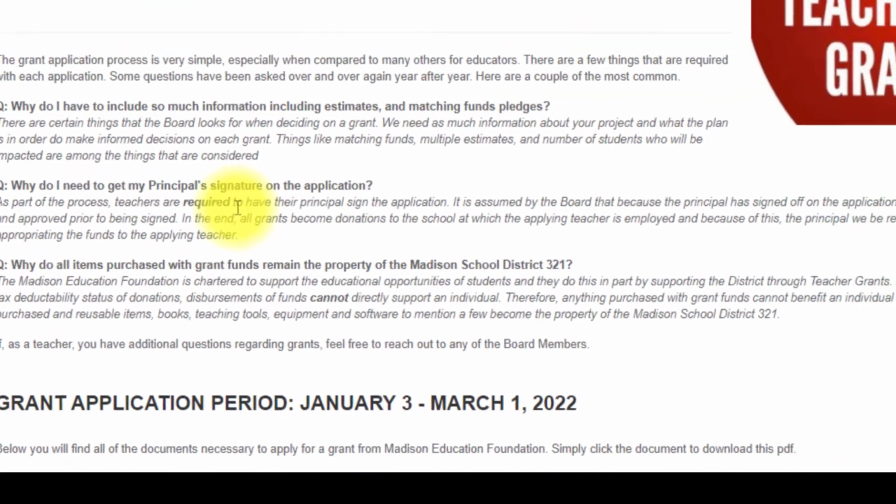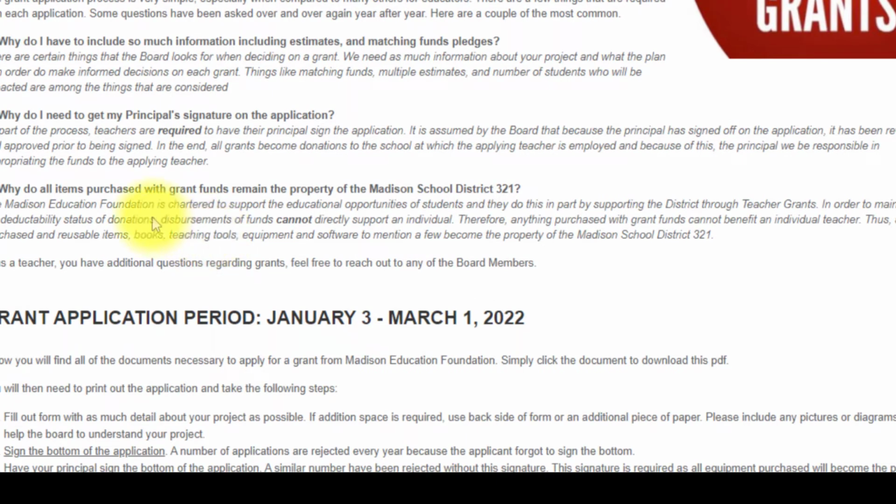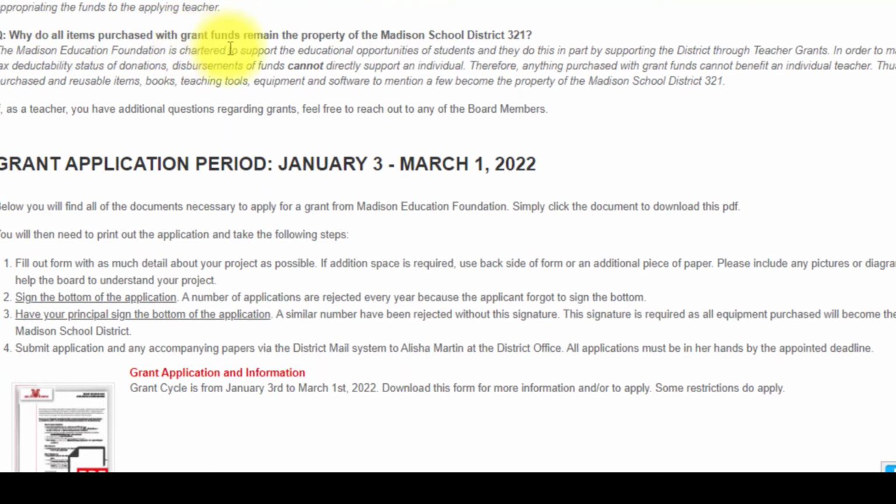Why do I need to get my principal's signature on the application? Well, as part of this process, the principal needs to know if this is a grant that is going to fit in with all the other things that are going on at the school. So the principal has to sign off. She or he has to sign off on that grant in order for it to be approved. So why do all items purchased with grant funds remain the property of Madison School District? Everything belongs to the trustees of the Board of Education of the Madison School District.